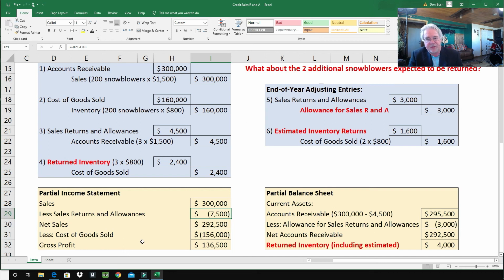Also, we learned today that when customers return inventory, it might be a good idea to set up a separate inventory account called returned inventory, because we can't sell that inventory that was returned at regular retail prices, but we'll probably have to sell them at a reduced price, maybe on Craigslist or eBay.